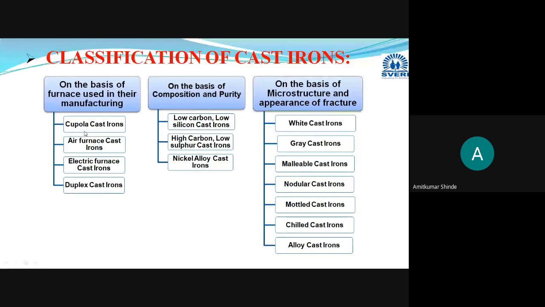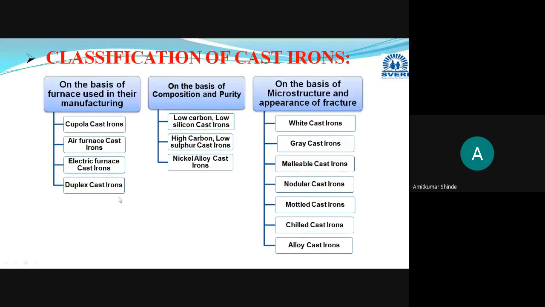Okay, the cupola furnace is used for manufacturing cast iron, so the name given is cupola cast iron. Cupola is the name of the furnace. Then the air furnace is there. If an air furnace is used for manufacturing the cast iron, it will be termed air furnace cast iron. If you have used the electric furnace, then it will be termed electric furnace cast iron.